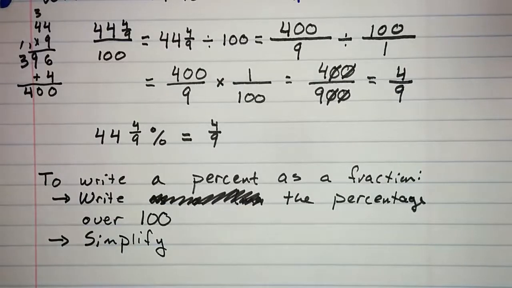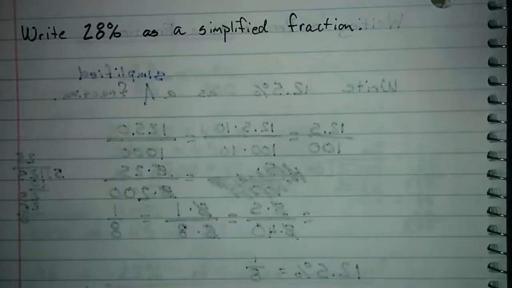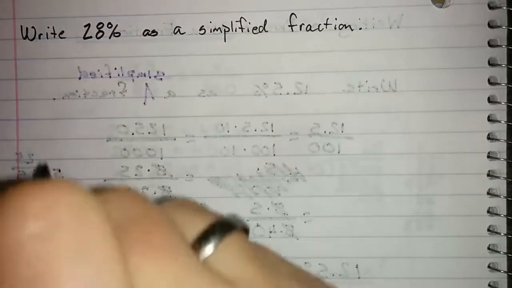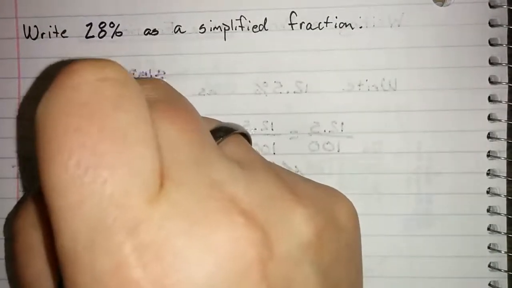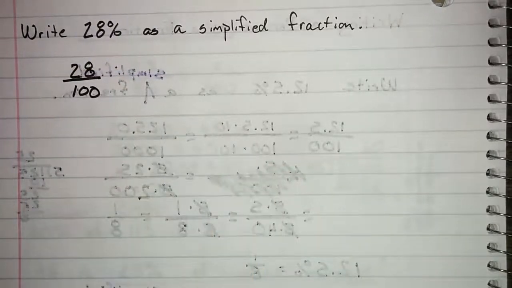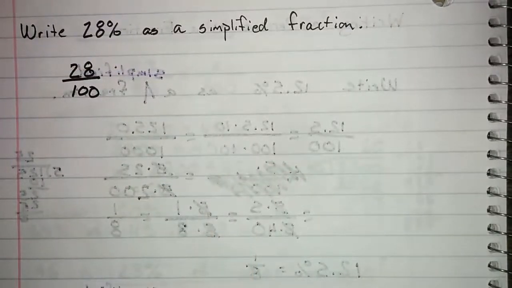Let me give you one of these to try. Write 28% as a simplified fraction. Pause the video and try this now. All right, so first, just what it says on the box. 28% means 28 out of 100. Now I notice that this is not a complex fraction, so I can just go ahead and simplify.